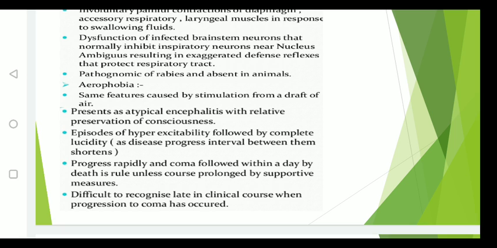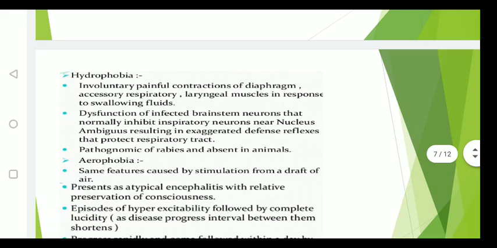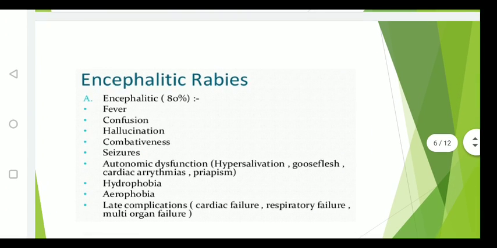Okay, so it is difficult to recognize the late complications. I have told you about the late complications before. They will have the clinical course when the progression to coma occurs. So once the coma stage is there, you can't recover the patient to the normal stages. Here it is also very difficult to recognize the late complications such as cardiac failure, respiratory failure, and multi-organ failures. So that's about the encephalitic form.